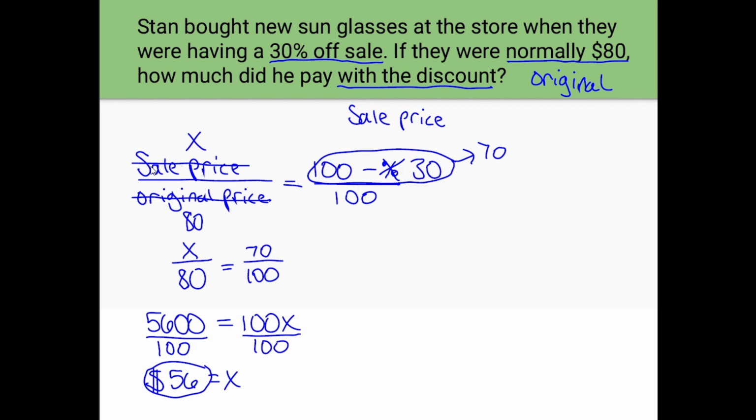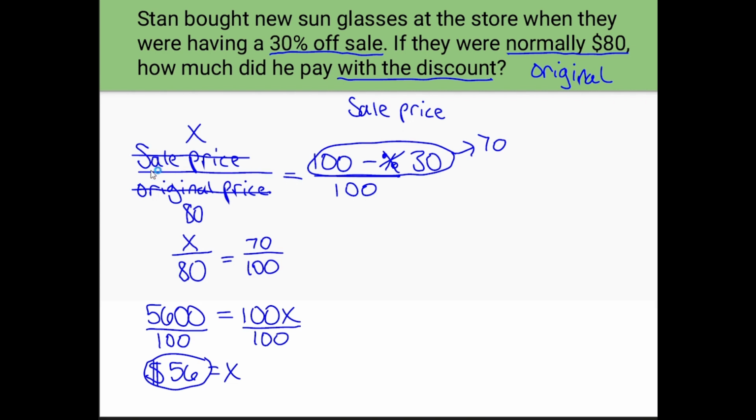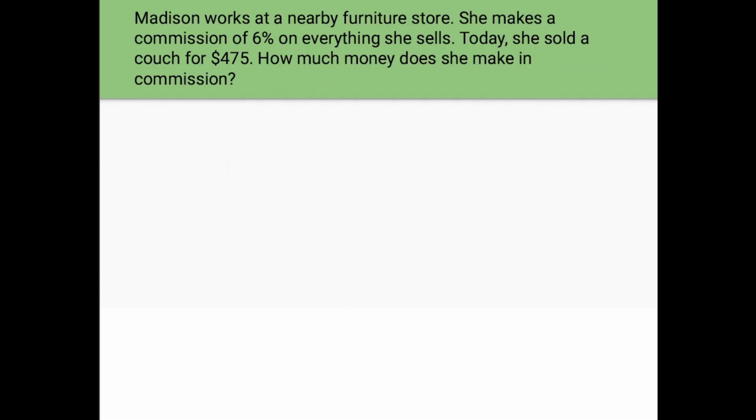So let's just check to make sure it makes sense. So it was normally $80. And we're talking about a sale here. So my price should be less than 80. And it is. Awesome. Okay, let's move on to our next one.